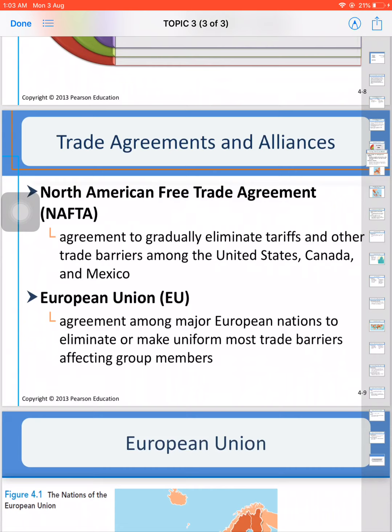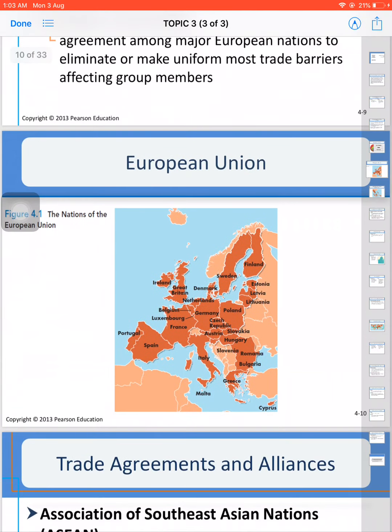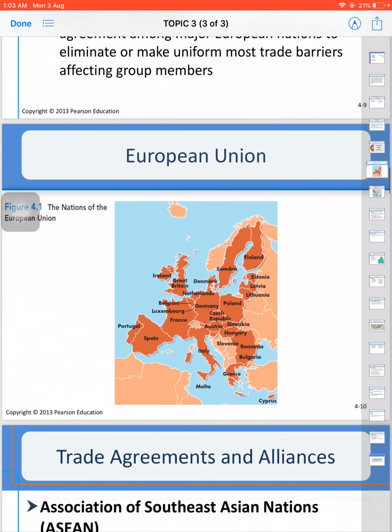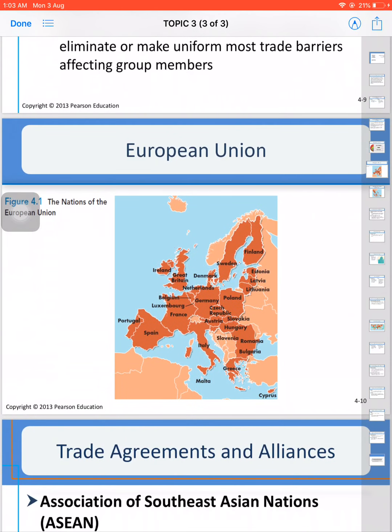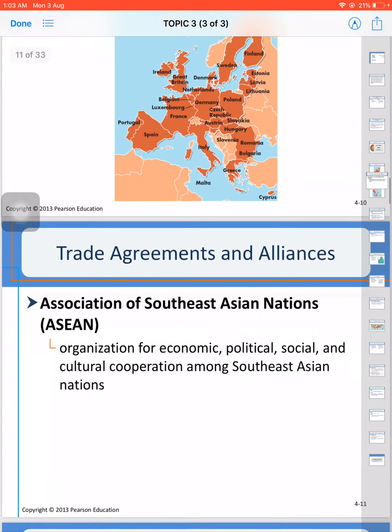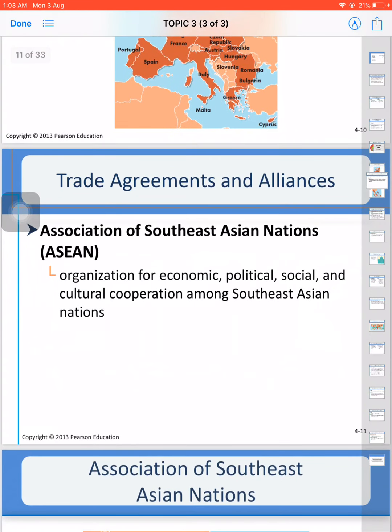If you see in your slide here, Figure 4.1 shows the nations of the European Union. These are the nations of the European Union I mentioned before: Finland, Sweden, France, Spain, Italy.